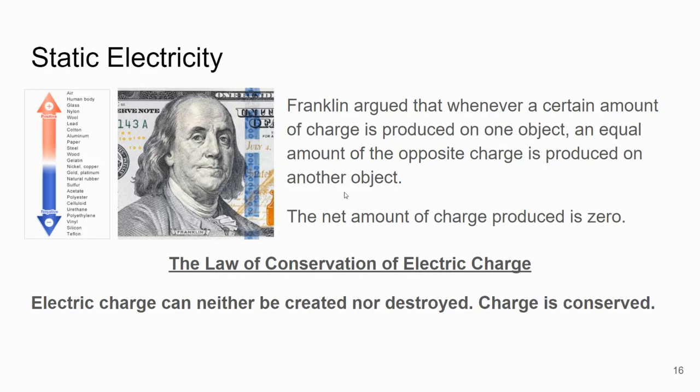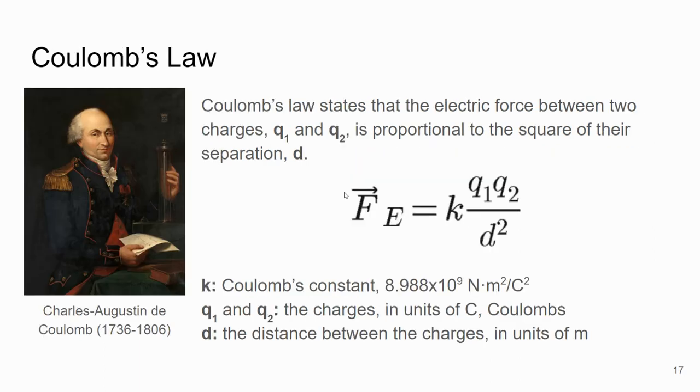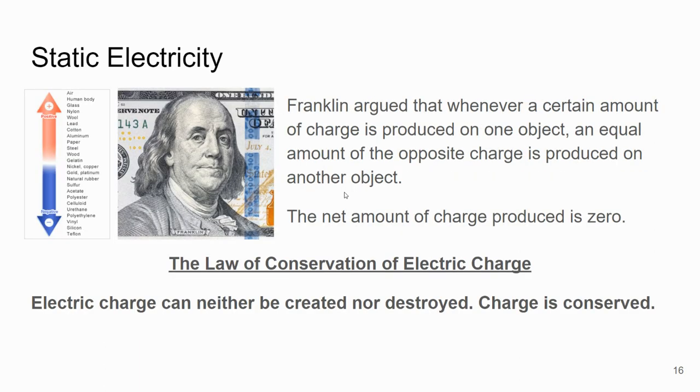But he also noticed that when you do this stuff with the glass and the wool and the amber and the fur, whenever a certain amount of charge is produced on one of the objects, an equal and opposite amount will be produced on the other one. And so the total net amount of charge produced is zero. This is the law of conservation of electric charge. Electric charge can neither be created nor destroyed. Charge is conserved. In physics, we love the conservation laws. They end up being very useful ideas. And we give Ben Franklin credit for this idea, the law of conservation of electric charge.